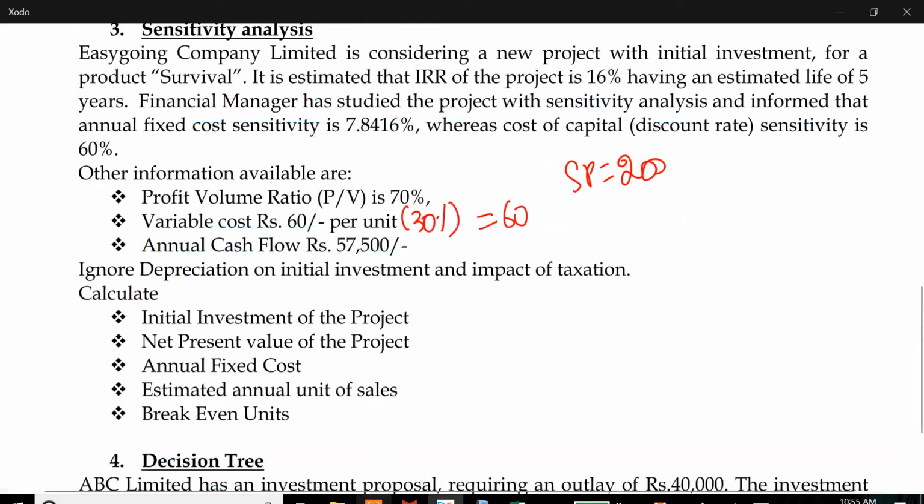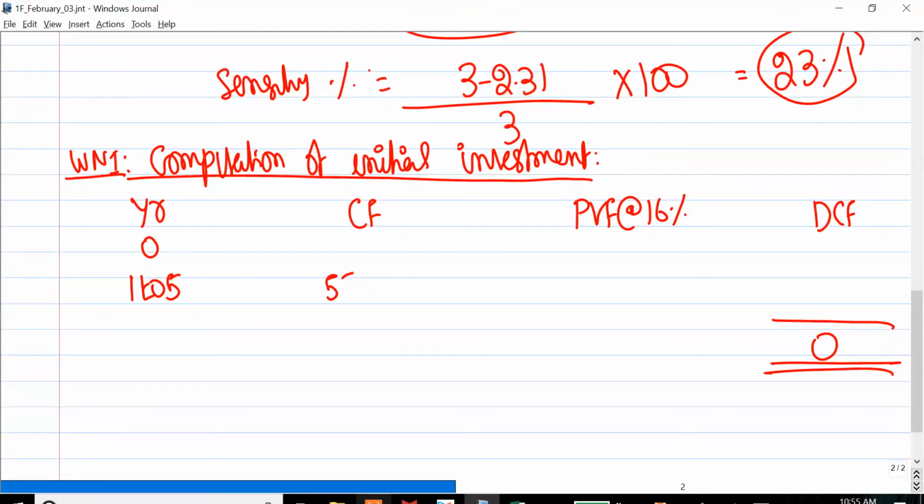You know the cash flow. Cash flow is... reverse work and get the initial outflow. I'll come in a minute.